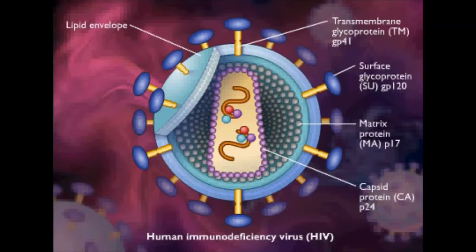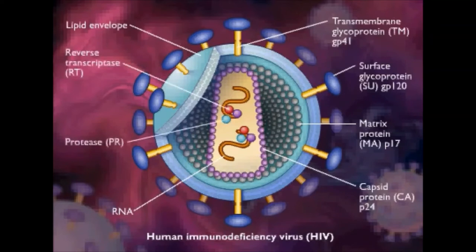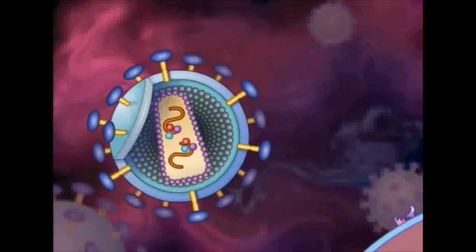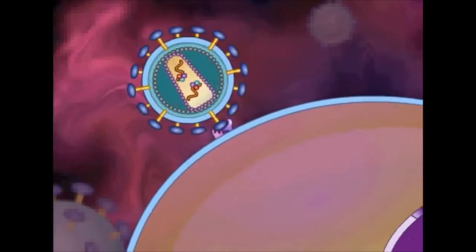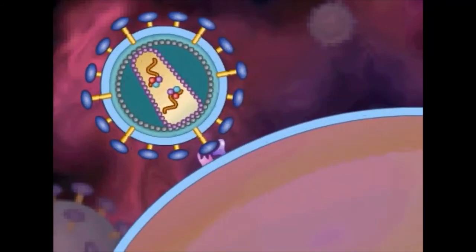Inside the core are two identical copies of single-stranded RNA viral genome and three enzymes, reverse transcriptase, RT, protease, PR, and integrase, IN. To establish infection, HIV must first attach to its host cell. Attachment occurs by interaction between GP120 on the surface of the virus and the CD4 antigen receptor on the surface of the host cell. In addition to the CD4 receptor, there must also be a co-receptor on the host cell.